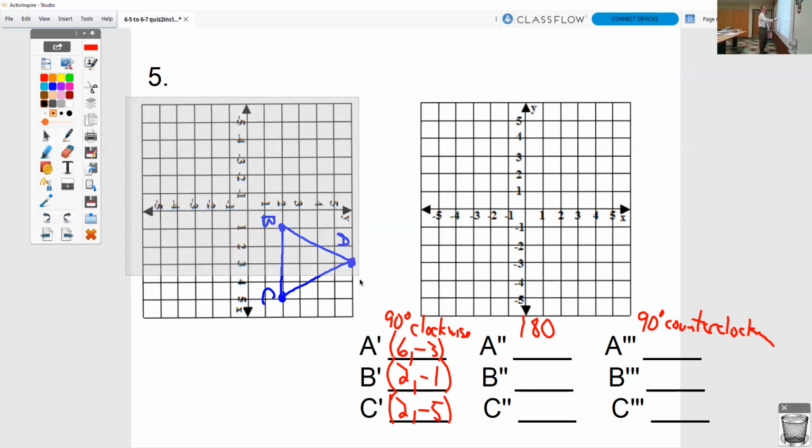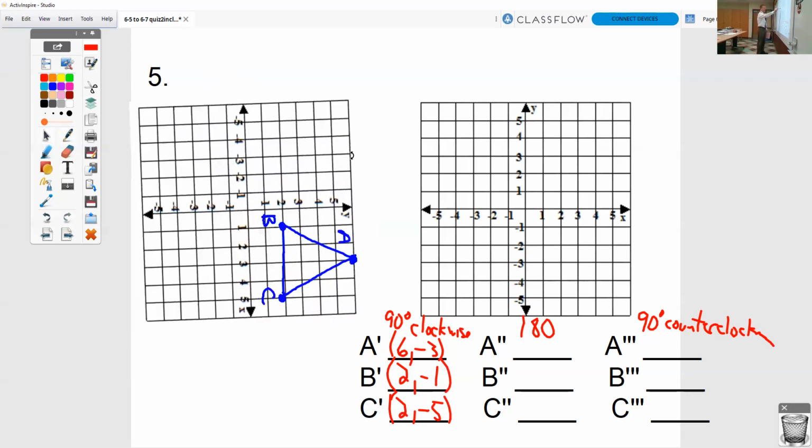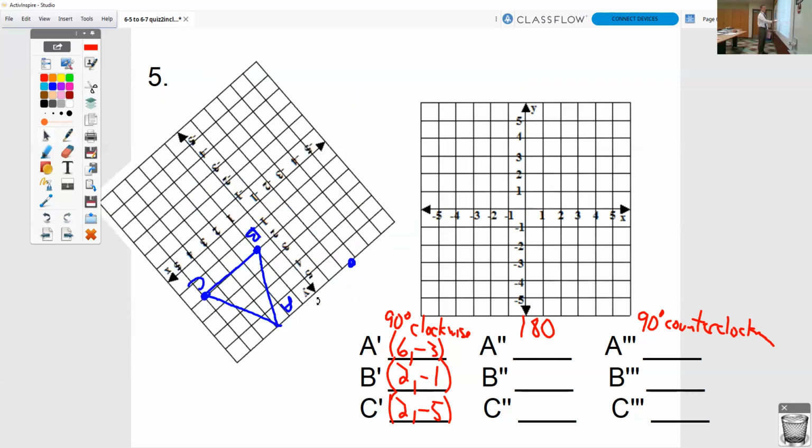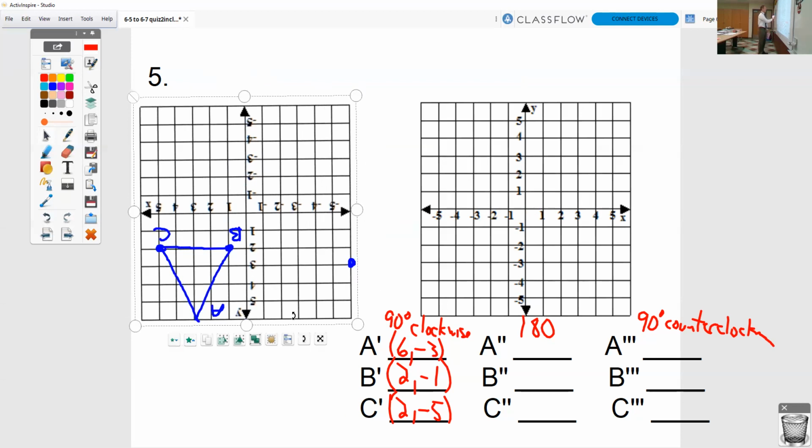The next thing that I would suggest doing is turning your paper 180. 180 is completely upside down. So when we turn our paper completely upside down, it looks like this. So where are our coordinates now? A looks like it's over to 3 and down to 6, but it's not. We're going over to -3 because negative is over to the left, and then we're going down to -6. So we're going over to -3, down to -6.